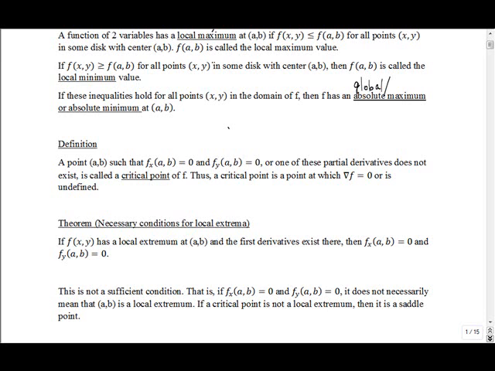Go back to single variable calculus. Remember we said the same thing. If the derivative at the point is equal to 0, it does not necessarily mean that it is a max or min. It could be a point of inflection. So in single variable calculus we had points of inflection, right? Now in multivariable calculus we have saddle points. And we'll see what saddle points look like in a little while. So these are all definitions.